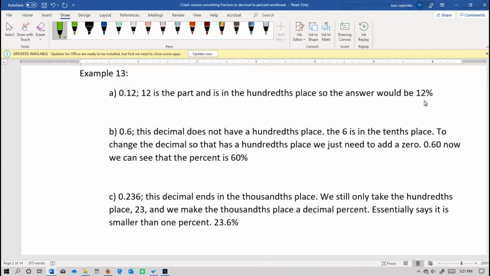0.12. 12 is the part, and it is in the hundredths place. So the answer would be 12%. Remember in class I gave three different ways of figuring this out. The first way is multiply.